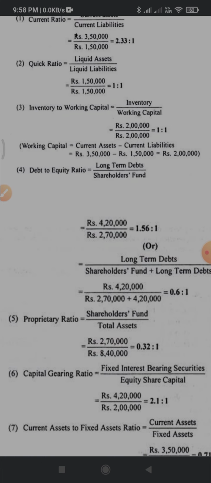Next one, capital gearing ratio. Next one is here now capital gearing ratio. So here they given the formula, fixed interest bearing securities divided by equity share capital. Fixed interest bearing securities divided by this one, equity share capital. What are these?